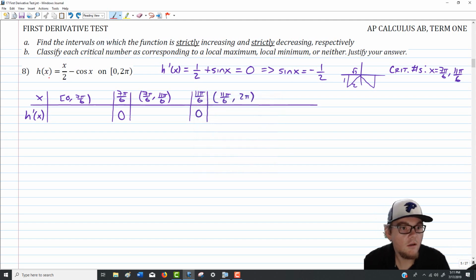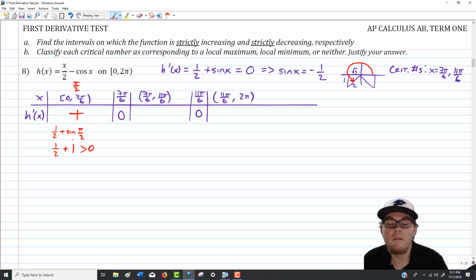As we dig in here, if we're going from 0 to 7 pi over 6 and we want to test out the sign, we want to pick a nice simple value to plug in so that things come out and clean up pretty nicely. So between 0 and 7 pi over 6, which is literally all the angles from here to here, I'm going to pick the cleanest one, which for me is going to be pi over 2. So h prime of pi over 2 is going to be 1/2 plus the sine of pi over 2. That's the same thing as 1/2 plus 1, which is clearly positive. So that means the derivative is positive in that first section.